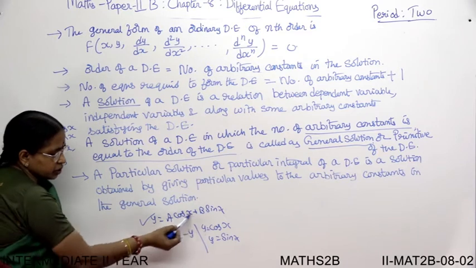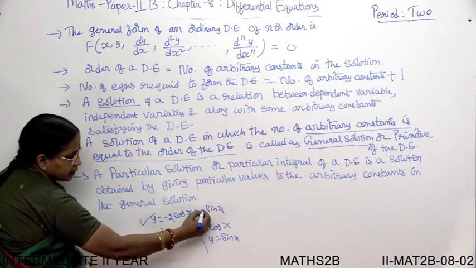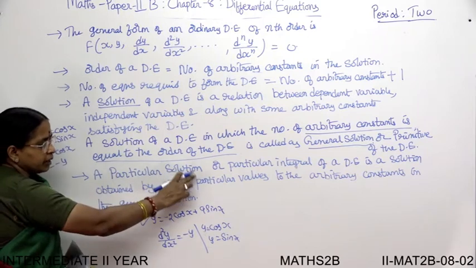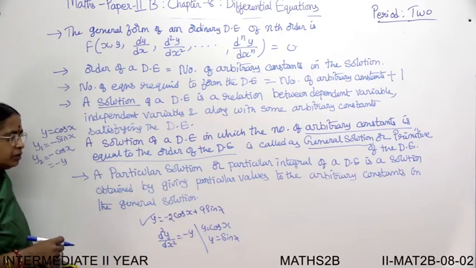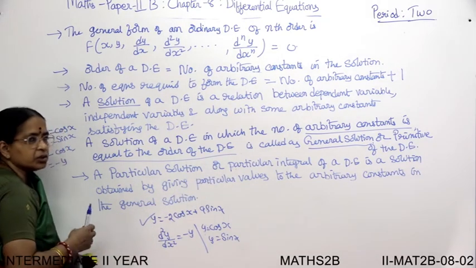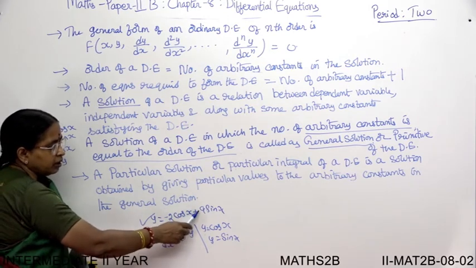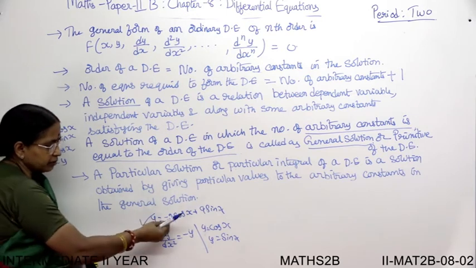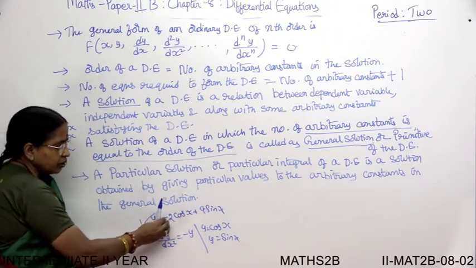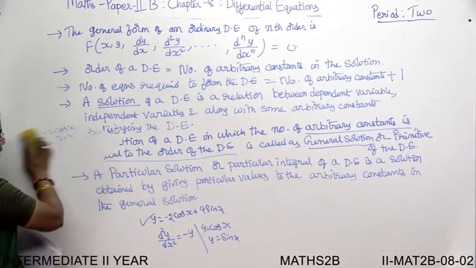Now for this general solution, if I give particular values, any values I can give, minus 2, plus 9, any numbers, that becomes a particular solution or particular integral. We use that word also, but in this chapter we won't be using particular integral. We use particular solution. A particular solution is the solution where you give particular values, some numbers, integral values or any real values, to the arbitrary constants. That becomes the particular solution of that differential equation.